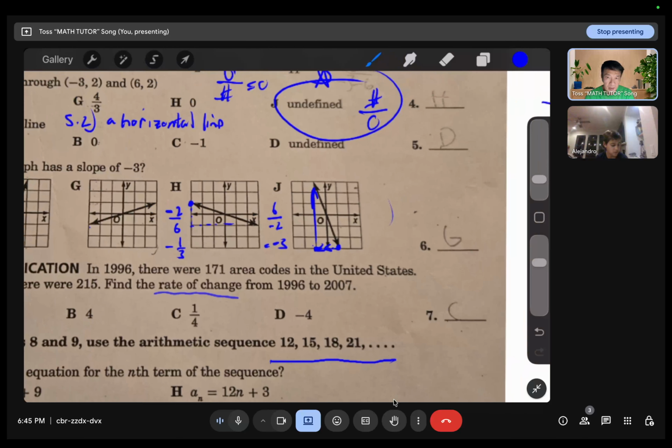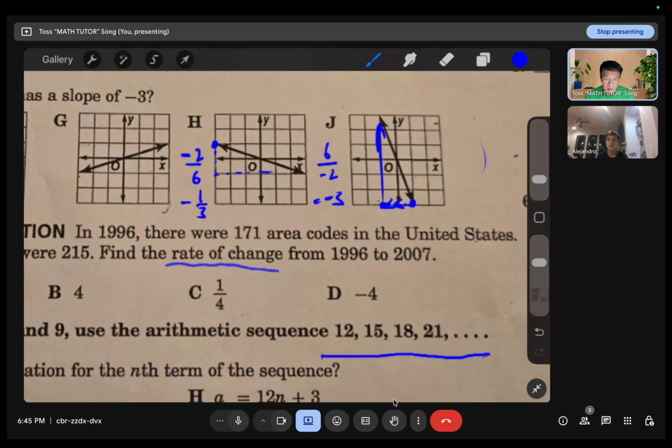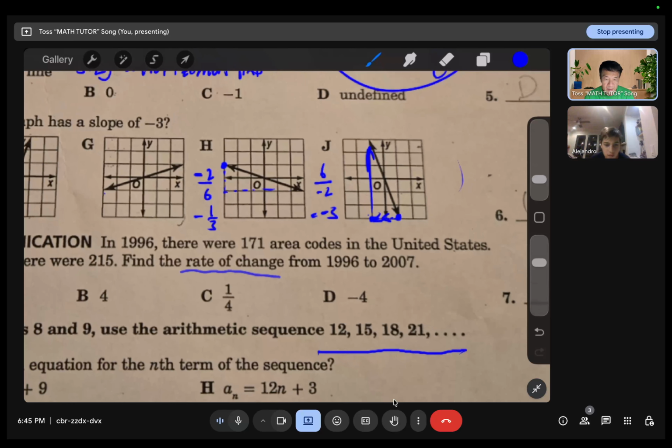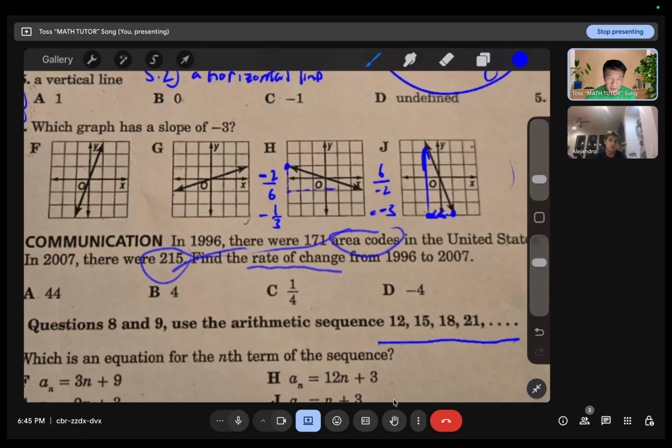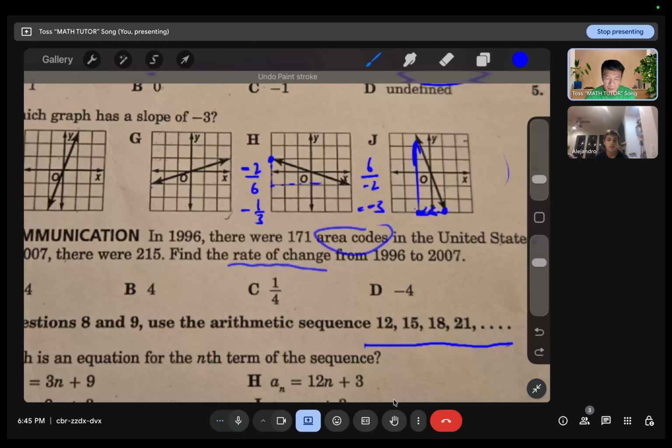So rate of change is something over something else, unit wise, like price over item, price per item, whatever. But this one is about something else. There are two units here. One is the area codes, the change in area codes between the 215 and 171, and then there's a change in the year. So therefore, yeah, this one could have been written better.